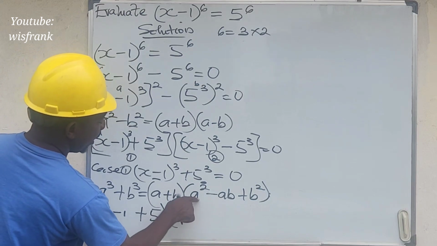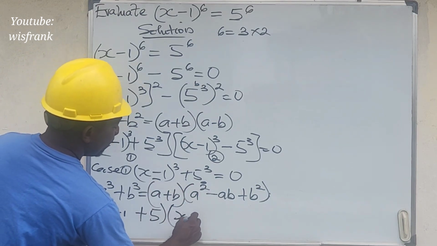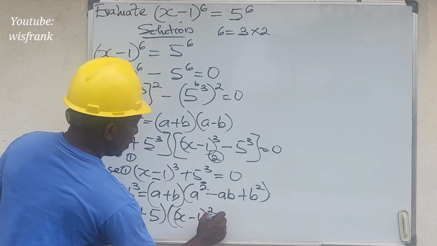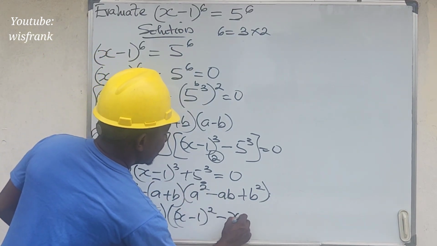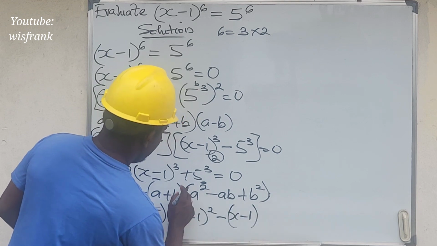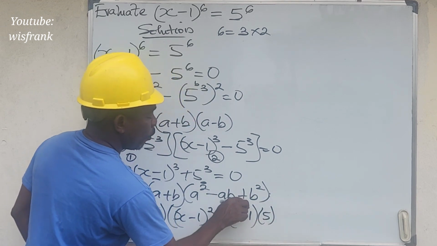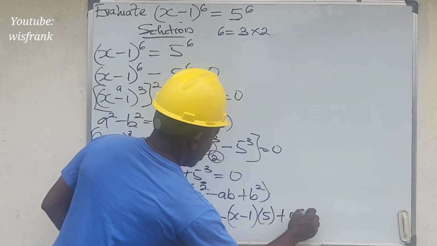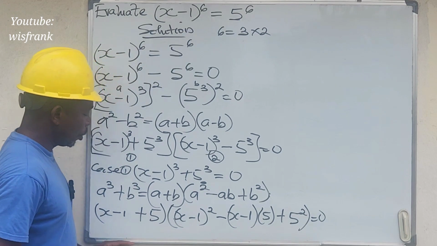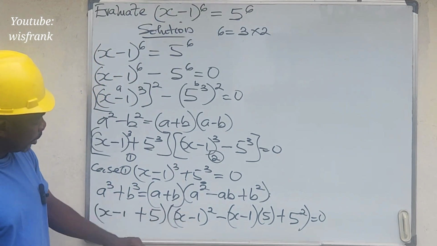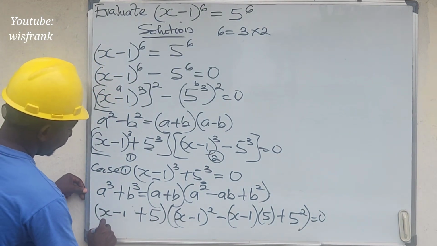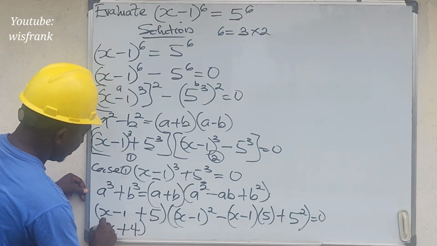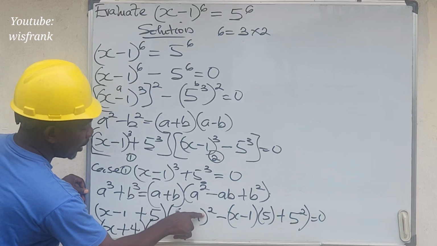Then we have a^2, which is (x − 1)^2. Then we have minus ab, which is minus our a, x − 1, times b, which is 5. Then we have b^2, which is plus 5^2, all equals 0. So we have this. We need to expand this parenthesis. x − 1 + 5 is x + 4, that is the first parenthesis, multiplied by this. We are going to expand this.